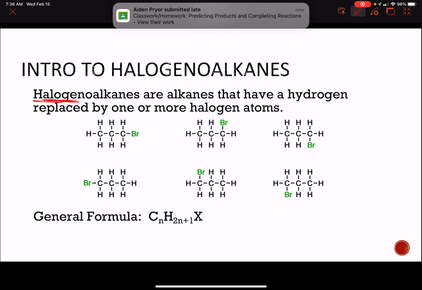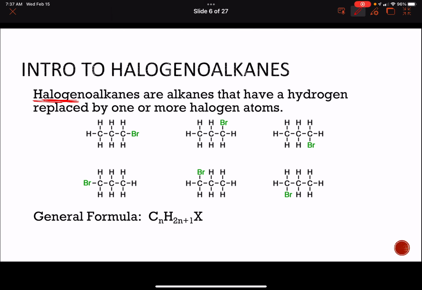There is a general formula for it, and the regular general formula for an alkane is CnH2n+2. So I just want to bring that up: the alkane's general formula is CnH2n+2. All you should notice here is that one of the hydrogens is replaced with X, where X represents any halogen, and of course, any halogen that naturally exists. That'd be fluorine, chlorine, bromine, or iodine. However, they could also theoretically ask you about astatine because it would theoretically do the same things.